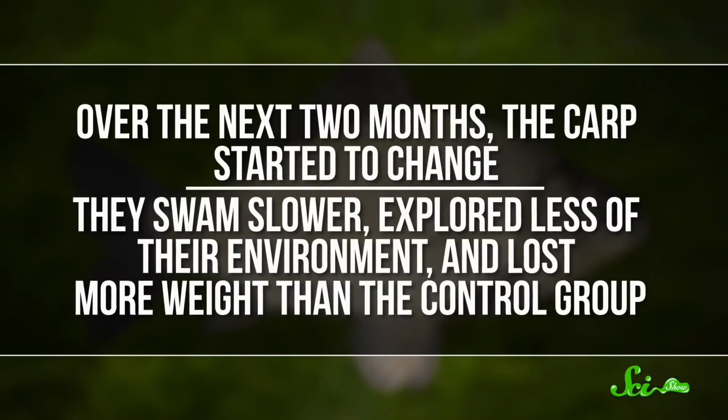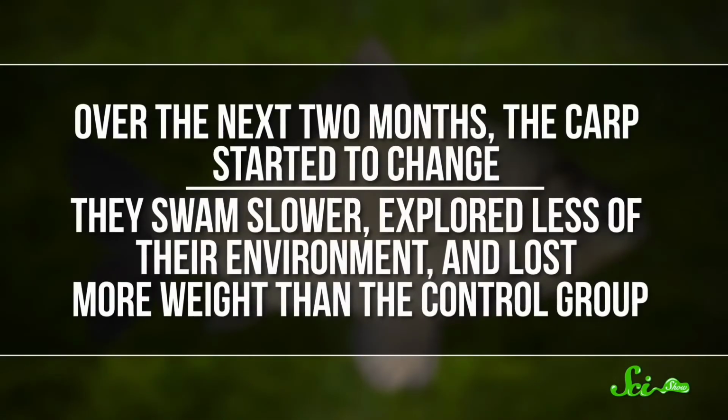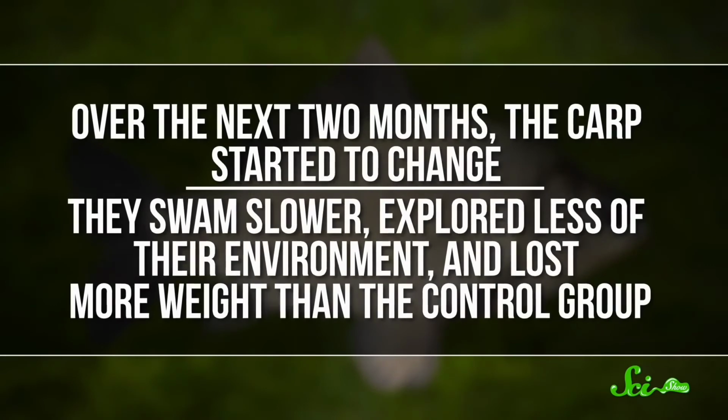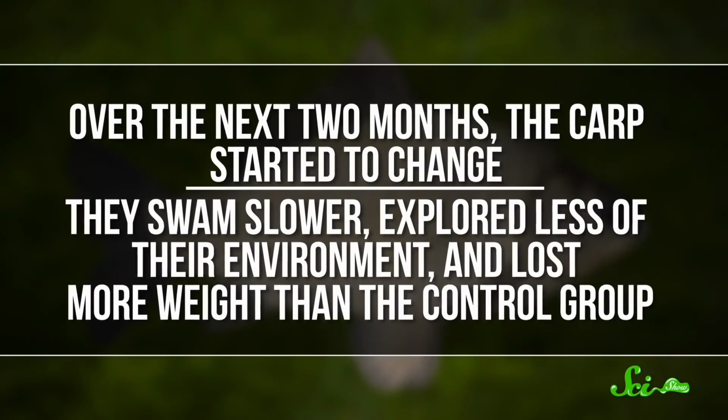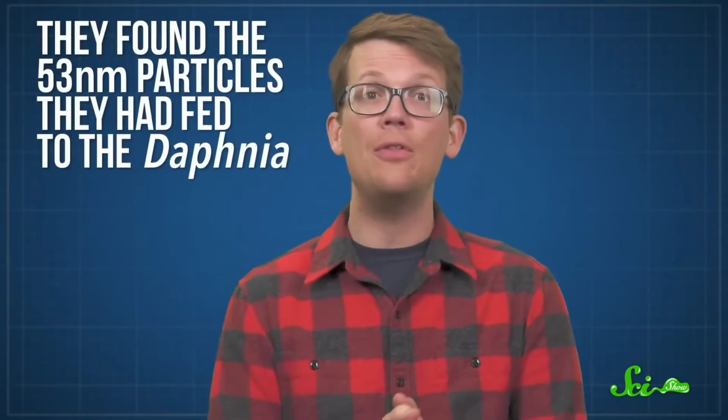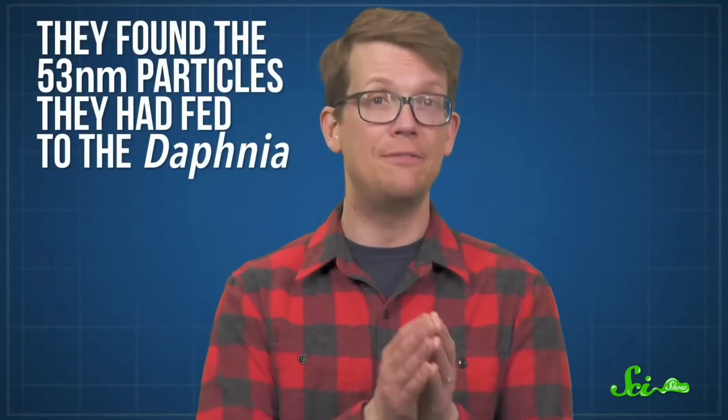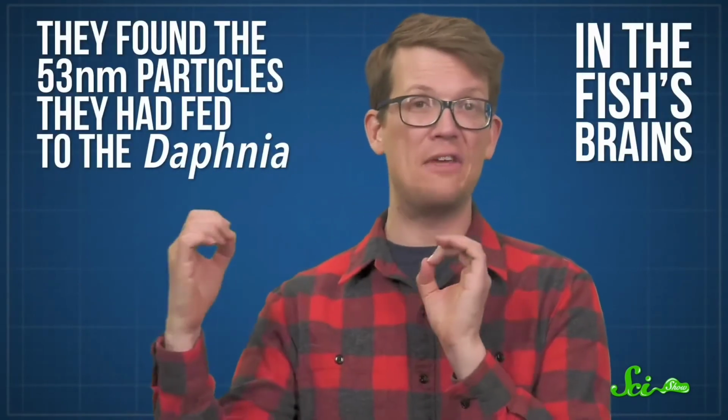Over the next 2 months, the carp started to change. They swam slower, explored less of their environment, and lost more weight than the control group. When the researchers analyzed the fish afterward, they found the 53 nanometer particles they had fed to the Daphnia were in the fish's brains. And they think these invisible particles changed the carp's behavior.